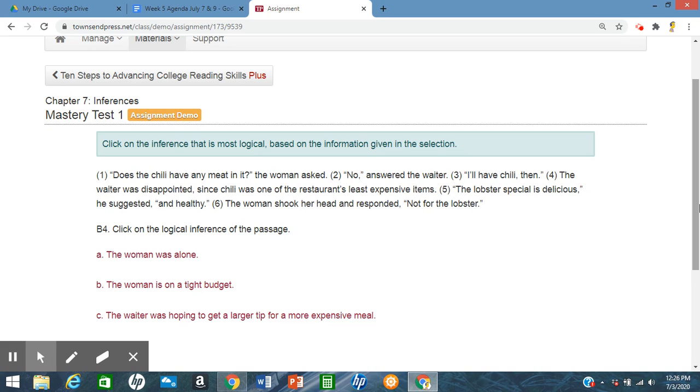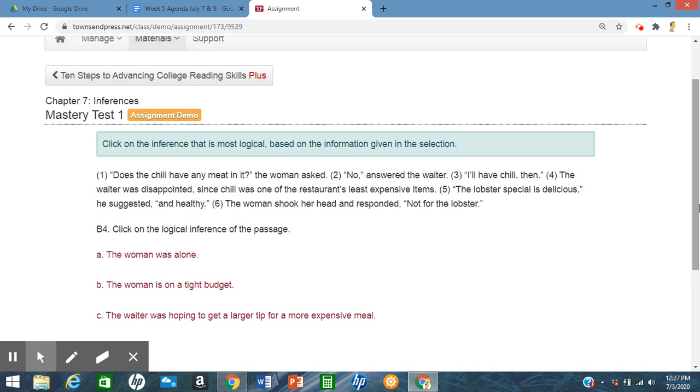So, again, this is the same paragraph from before about the woman who is a vegetarian. So the next logical inference is: A, the woman was alone; B, the woman is on a tight budget; or C, the waiter was hoping to get a larger tip for a more expensive meal. Well, we don't know if the woman is alone or not. We're merely just looking at a conversation between the waiter and the woman.